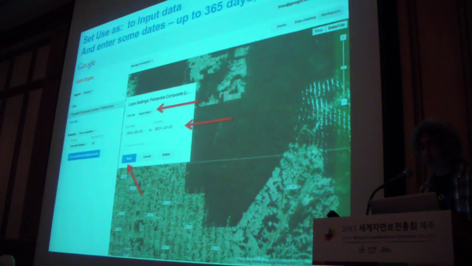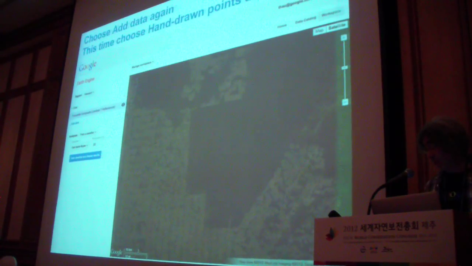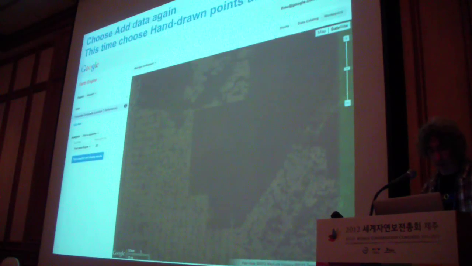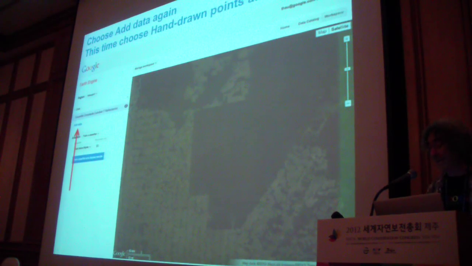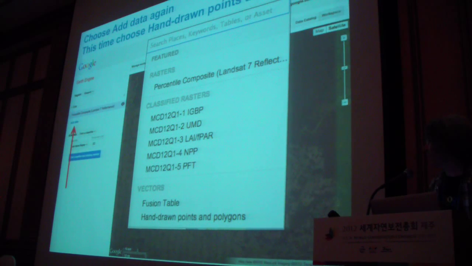And once you have your days that you like, you can save. And it will start loading in. But you can do this next step before it's loaded in. So the next step is to go back to add data. You don't have to wait for the whole thing to come in. So add data. And you get that same box again, but this time we're going to add hand-drawn points and polygons.